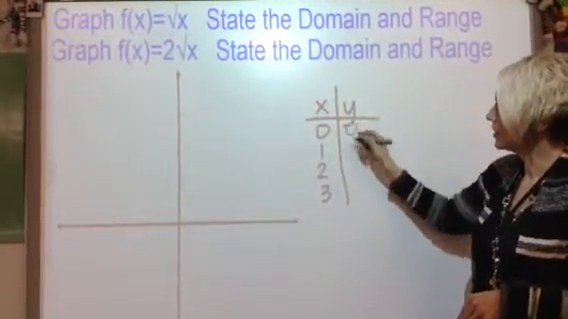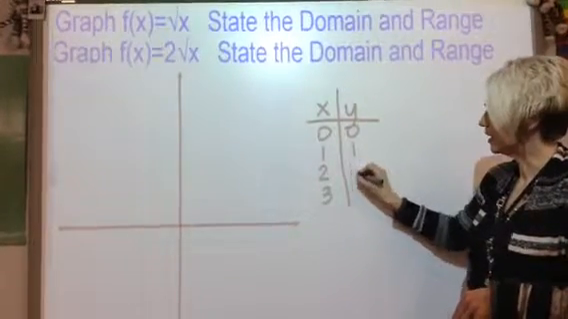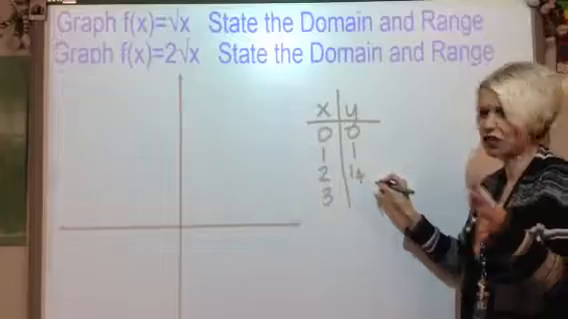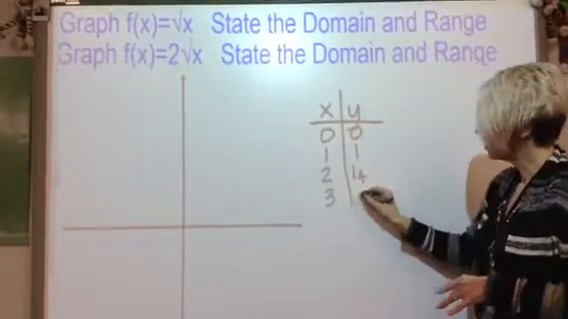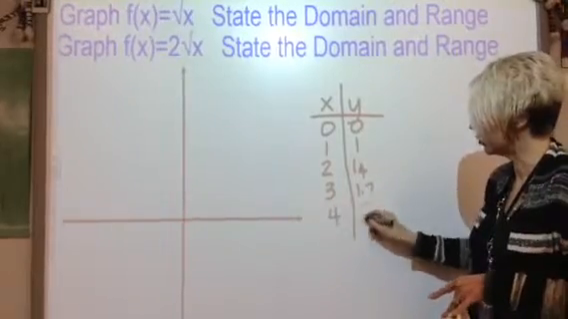So the square root of 0 is 0. The square root of 1 is 1. The square root of 2 is about 1.4-ish. You can check that on your calculator. The square root of 3 is about 1.7-ish. The square root of 4 is 2.